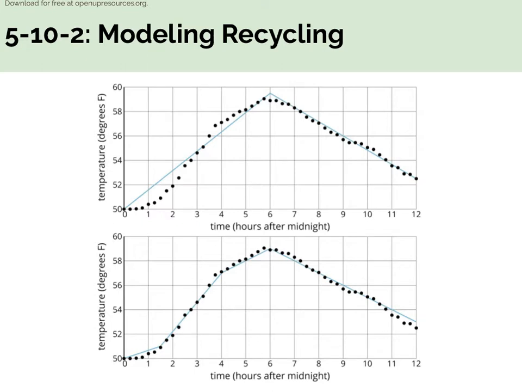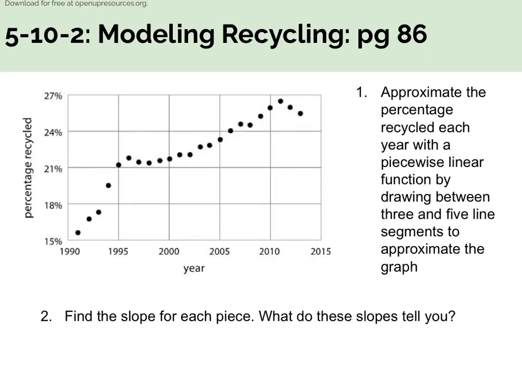Again, these are called piecewise linear functions, meaning see how there are different pieces, right? So we could draw a line like this, where it just goes straight up and then straight down, or we can do tiny bits and pieces of a line that shows more of the information and what is actually going on. So let's go ahead and turn to page 86.